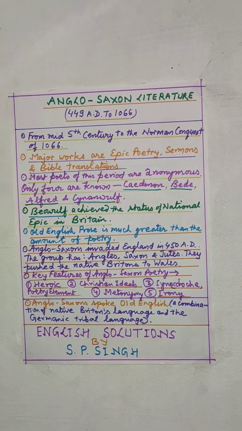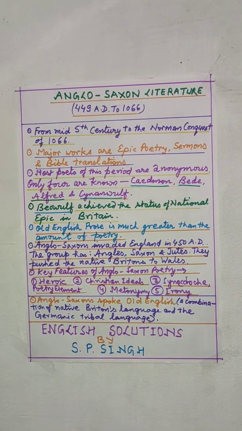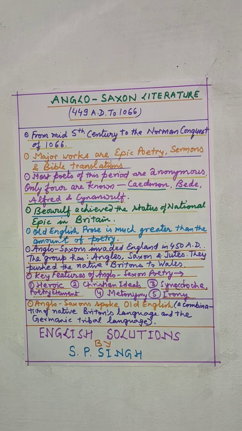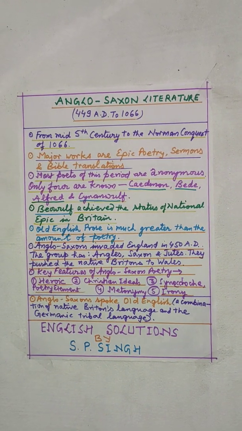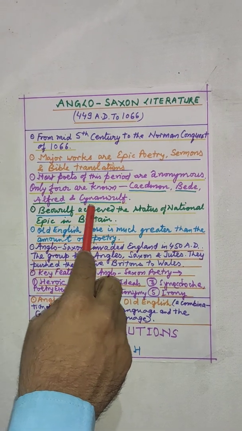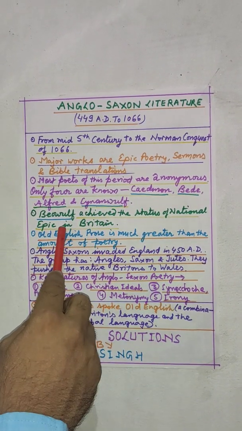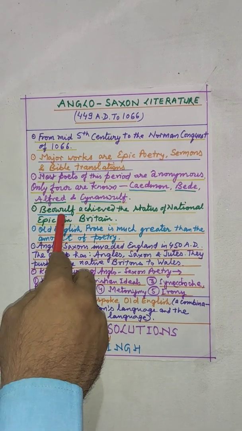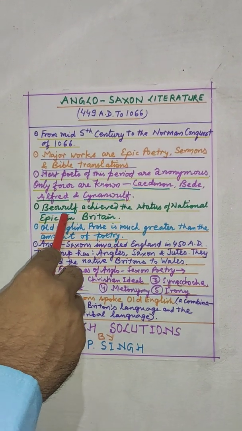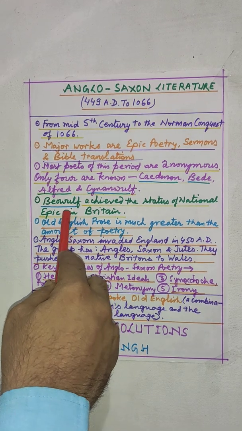Actually, whenever you go through the previous years' papers, some basic questions are asked about the trends of the poetry or some famous work of this period. So Beowulf achieved the status of national epic in Britain. This is a very important point. This is a very famous work of the Anglo-Saxon period, and it is sometimes asked in examinations also.